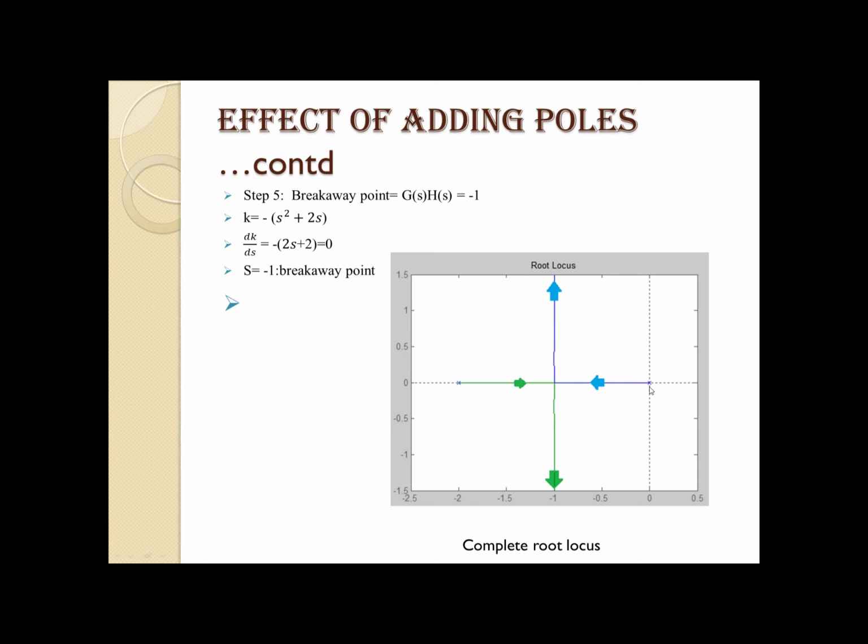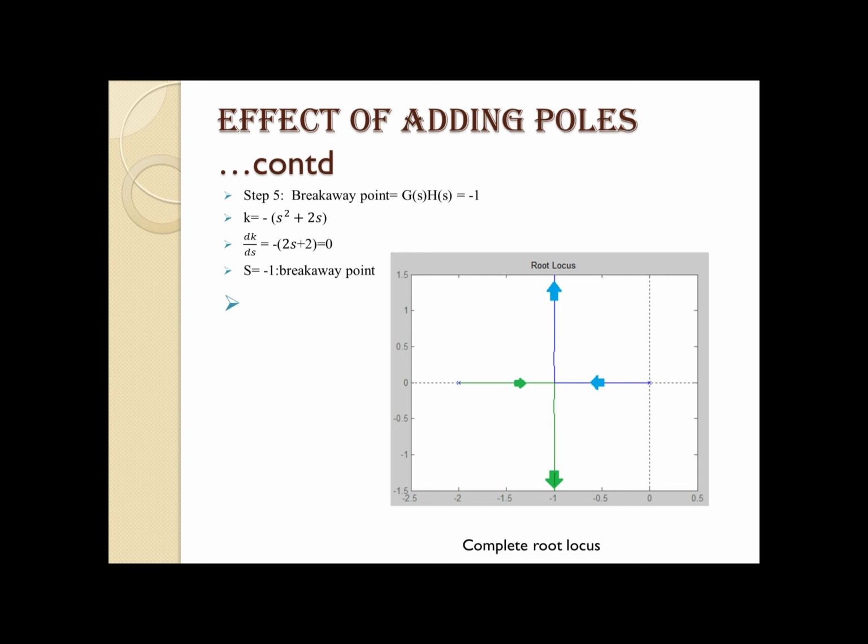The poles are located at 0 and minus 2. When K is varying, both the poles are moving in opposite directions, and at minus 1 is the breakaway point. From the breakaway point the root locus goes to infinity along the 90 degree and the 270 degree. That means it follows the asymptotic angles and it terminates at infinity. So this is the root locus of the given system.